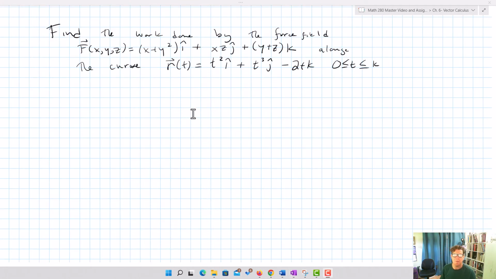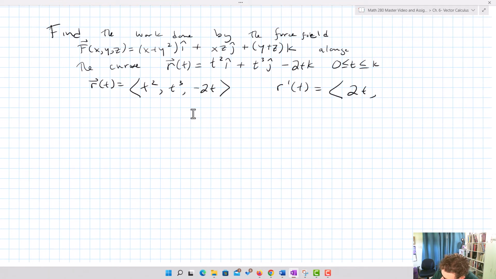So now let's look at this. We want to find the work done by the force field F of x, y, z equals (x plus y squared) i plus xz j plus (y plus z) k along the curve r of t equals t squared i plus t cubed j minus 2t k. So we'll get that r of t is going to equal t squared, t cubed, negative 2t. R prime of t then is going to equal 2t, 3t squared, and negative 2.